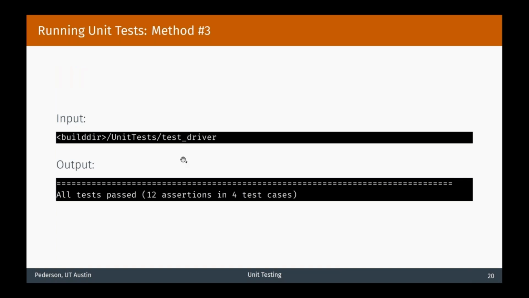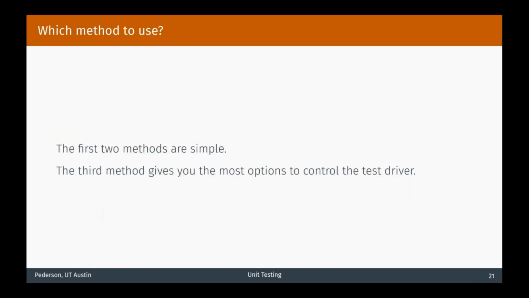The third method is to actually run the test driver manually. Meson wraps around Ninja, and Ninja runs your test driver. But you can also just run the test driver yourself. It's an executable. And so if everything's working, you'll see something like this: all tests passed, 12 assertions in 4 test cases. Next slide.